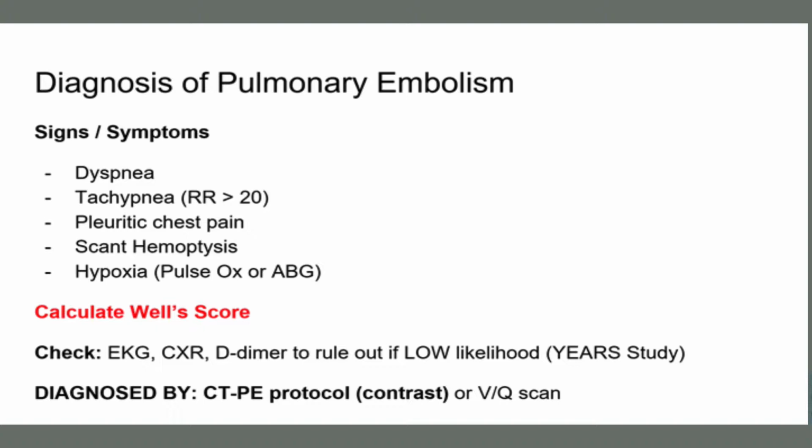Things to check or order are an EKG, a chest x-ray, and a D-dimer. D-dimer is really only used to rule out a PE if you think there is a low likelihood. You can check out the YEARS study, which is a new study that kind of helps use the D-dimer to rule out PEs. And we'll talk about what to look for in an EKG and chest x-ray. Ultimately, a PE is diagnosed by a CT or a CAT scan using a PE protocol, which does involve contrast, or if there is a contrast contraindication, a VQ scan can also be used.